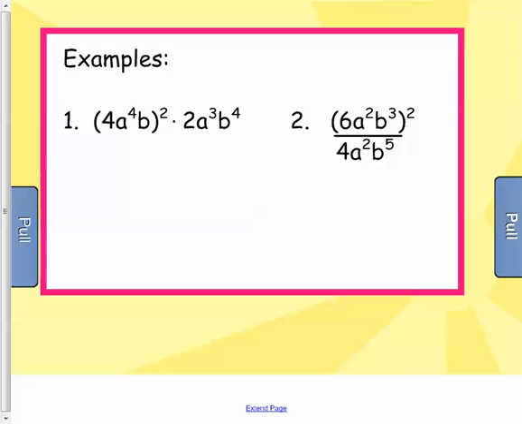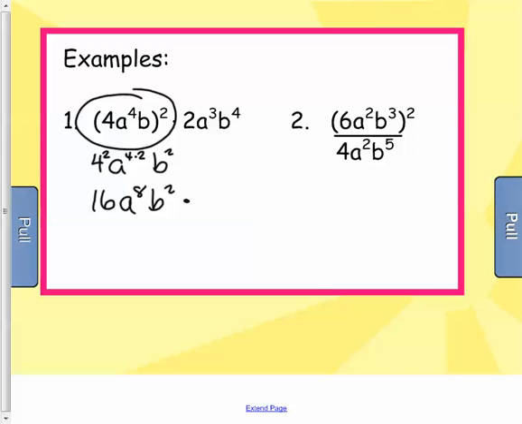All right, let's try these examples together. This is going to combine what we know of powers and of exponents. My first step is going to be worrying about this because it's got an exponent, and these are in parentheses, so we first have to do the exponent to all of these, which gives us 4 to the 2nd power, a to the 4th times the 2, and b to the 2nd power. So this would be like 16a to the 8th, b to the 2nd.